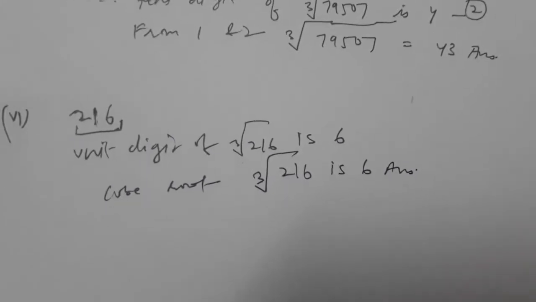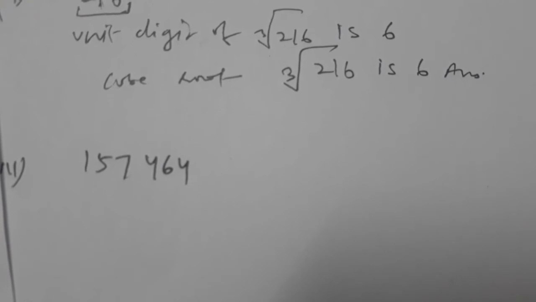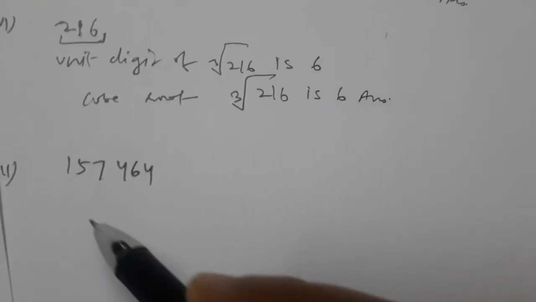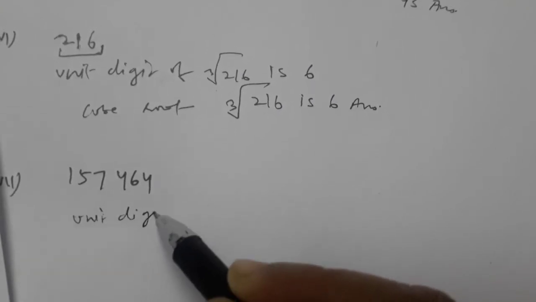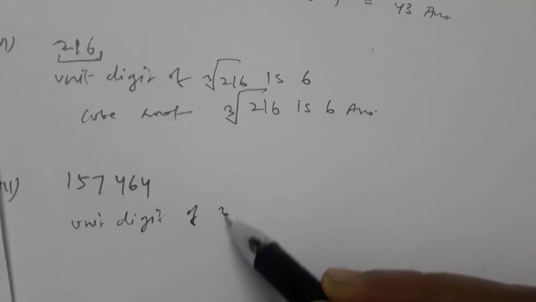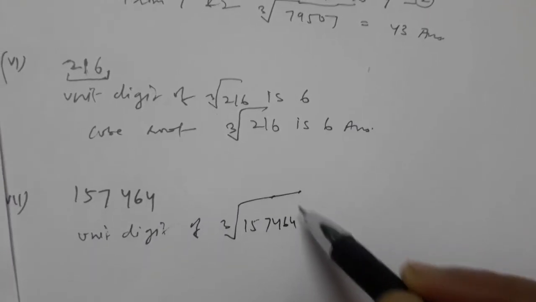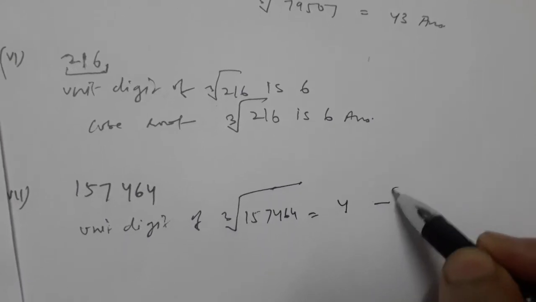Now come to the last two parts, that is the 7th and 8th part. So the 7th part is 1,57,464. So the unit digit of the cube root of 1,57,464 is 4, as 4 4s are 16, 4 16s are 64. 4 will become our first statement.